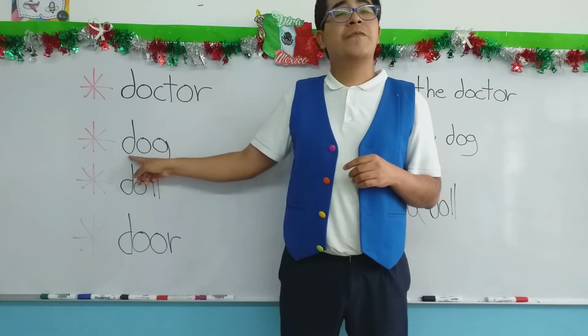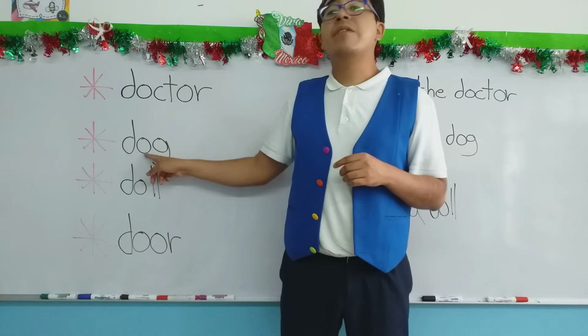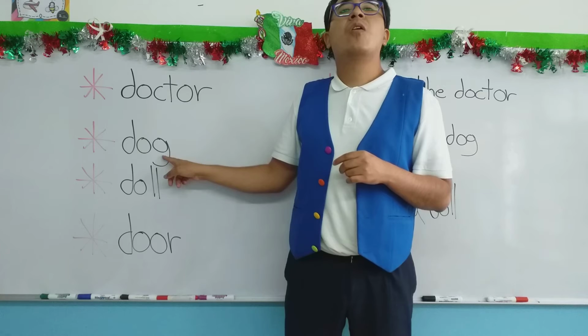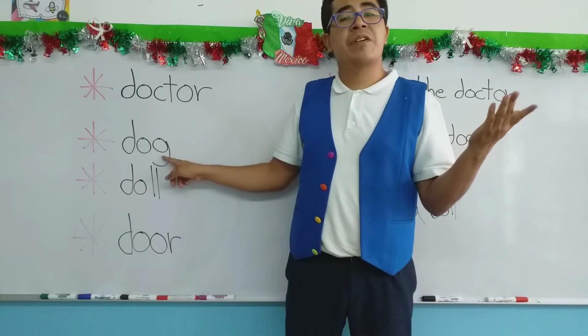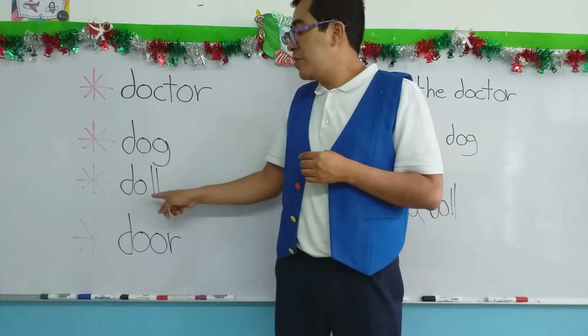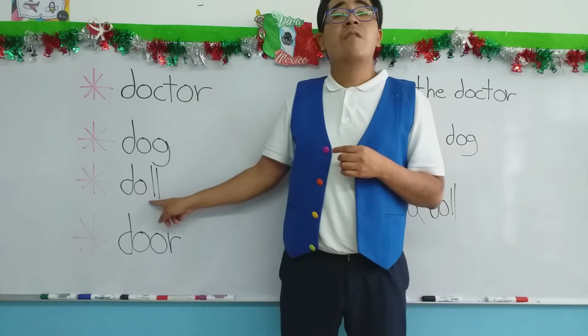Letter D of dragon, letter O of Oscar, letter G of girl. Remember, girl in Spanish, niña. Very good. Let's continue with number 4.